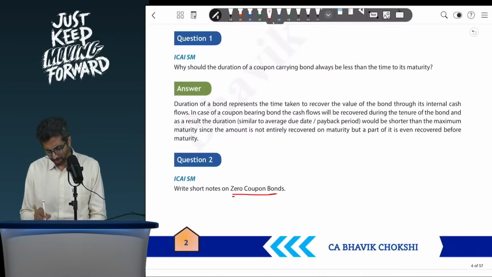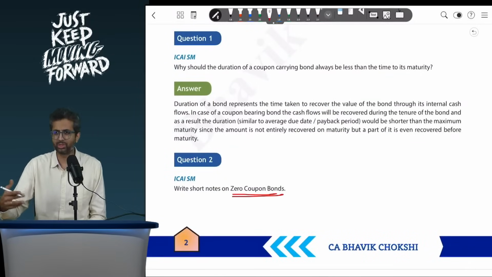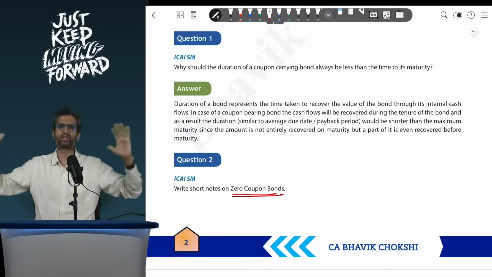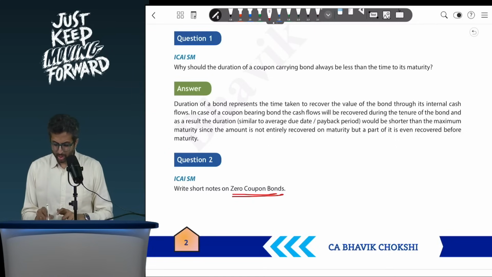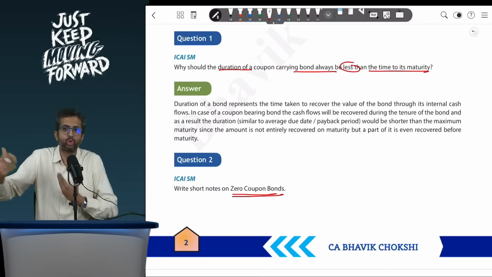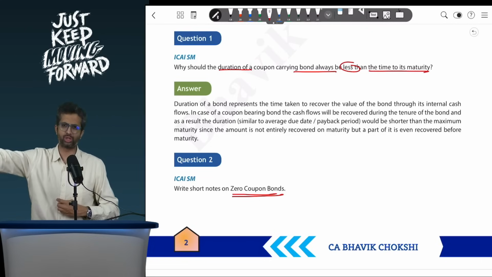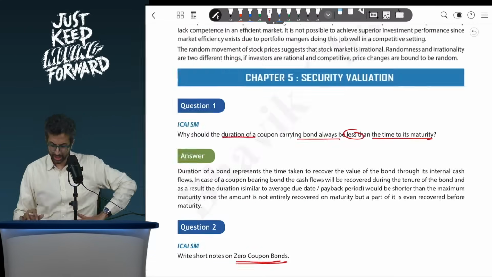What is a zero coupon bond? You should be easily able to answer that: it gives zero coupon but is issued at a discount. Usually helps in long term planning. Duration of a coupon bond is always going to be less than the time to maturity, because of the way the duration formula works. Even if it is a zero coupon bond, the duration will be equal to maturity. It cannot be greater than the maturity.